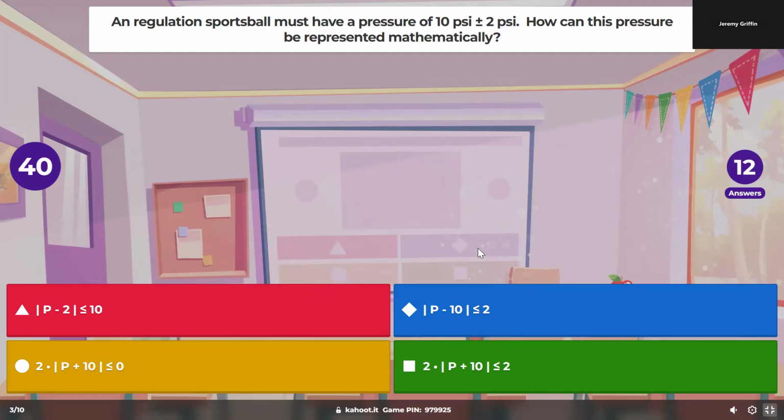You said somewhere between 8 and 12 psi, right? So if you think you have the right answer, you can pick any pressure from 8 to 12 psi and make sure it checks out. Psi is pounds per square inch, a pressure unit.